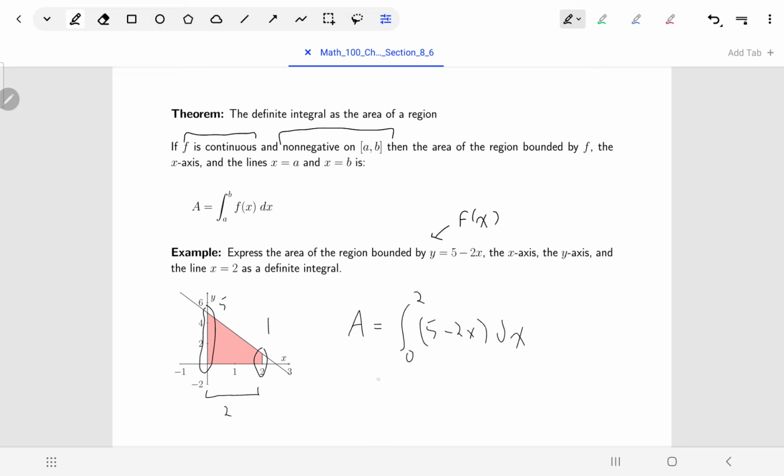We know for the area of a trapezoid, the area is 1/2 top plus bottom, so 5 plus 1, times height, times 2. So this area should be 6, and this is found just using the area formula for a trapezoid. So still we're going to put a pin in this.